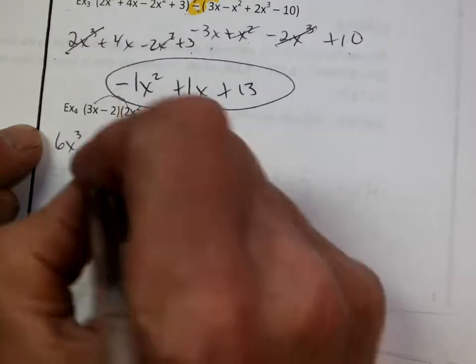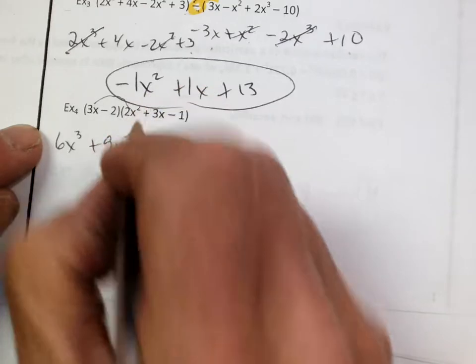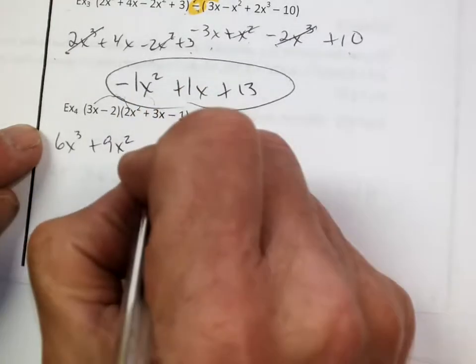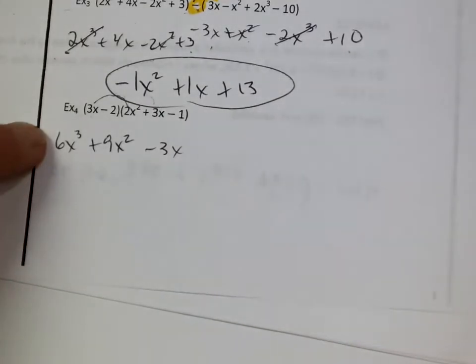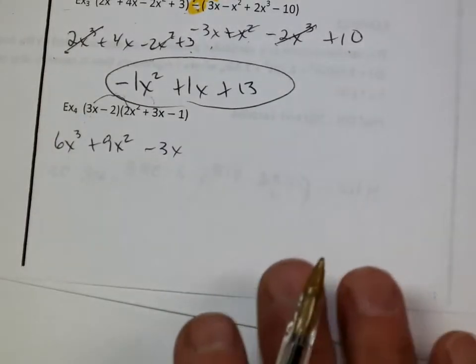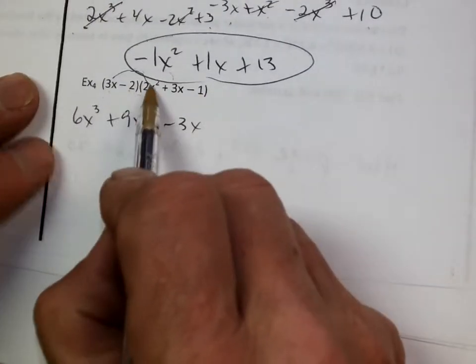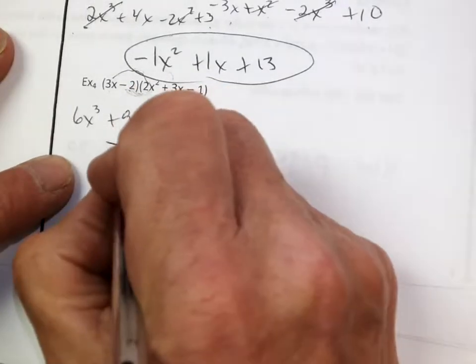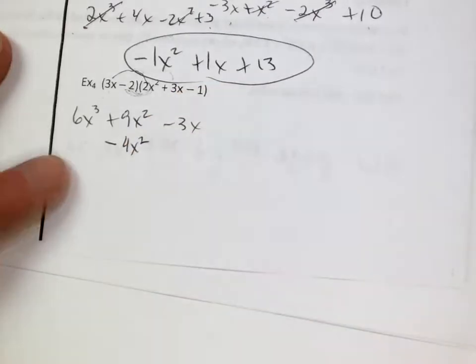3x times 3x is a positive 9x squared. 3 times a negative 1 makes a negative 3x. Okay with that? Now here's the trick I want to show you. You don't have to do this, but for me it works. So I'm going to get a negative 4x squared, but I line it up. I want to line them up. So I'm going to put my negative 4x squared here. Hopefully that seems obvious why I line them up.